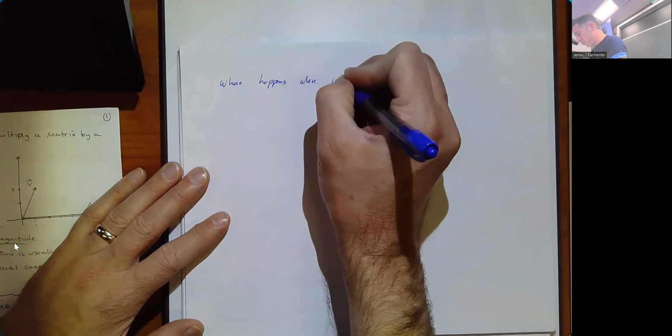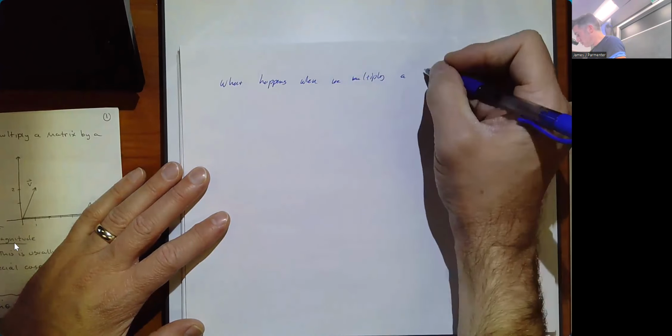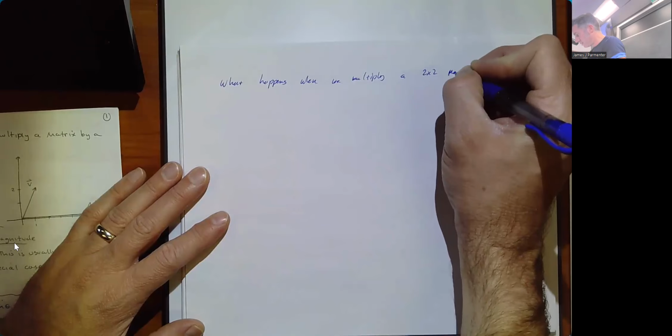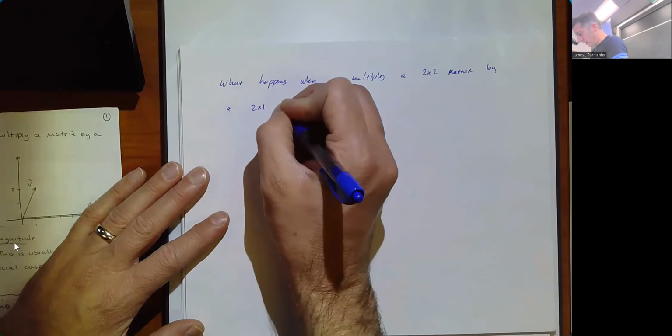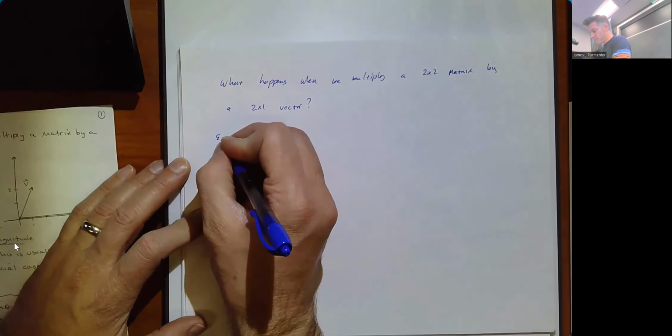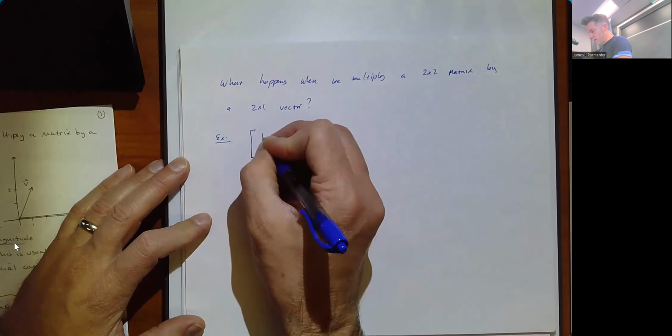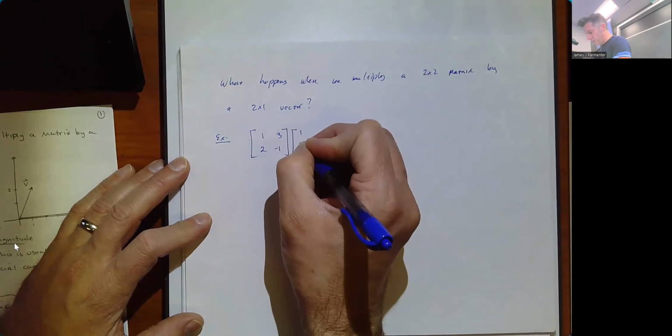So what happens when we multiply a 2x2 matrix by a 2x1 vector? For example, the matrix 1, 3, 2, -1 times the vector 1, 2.